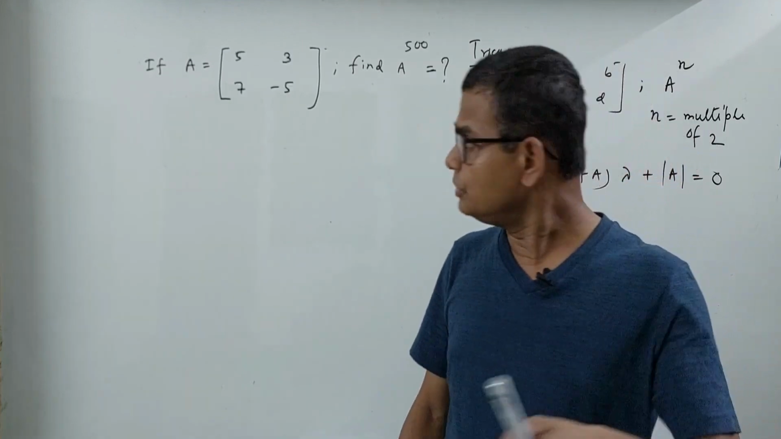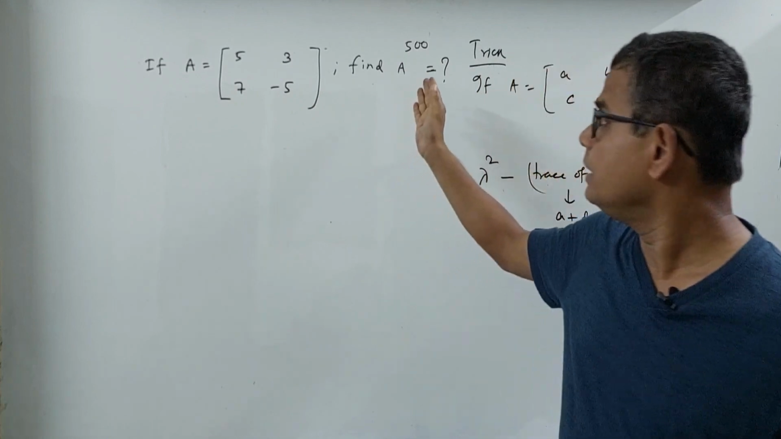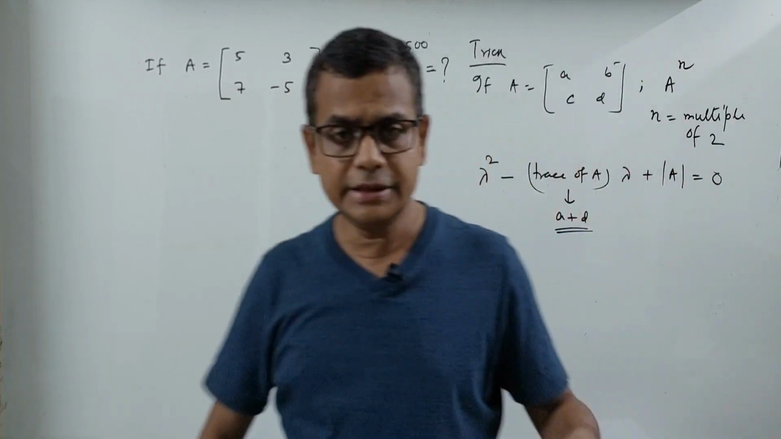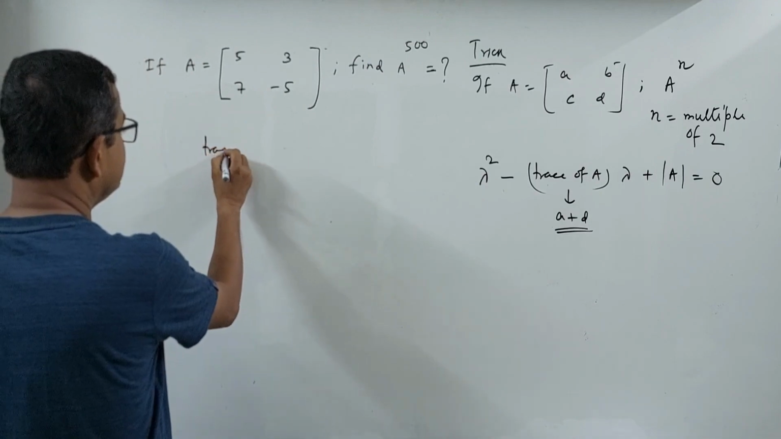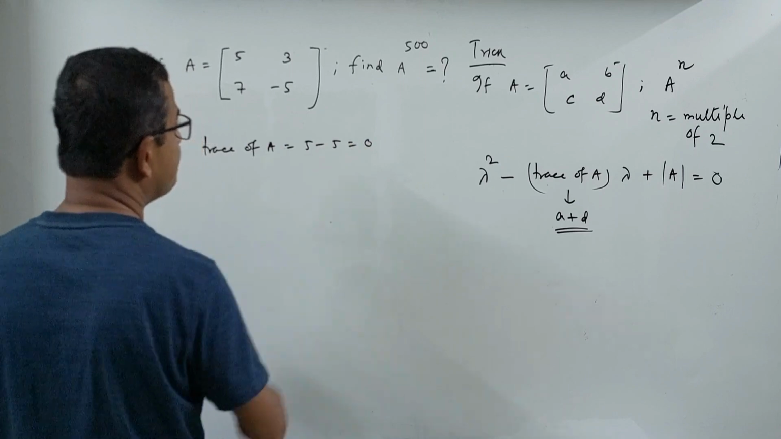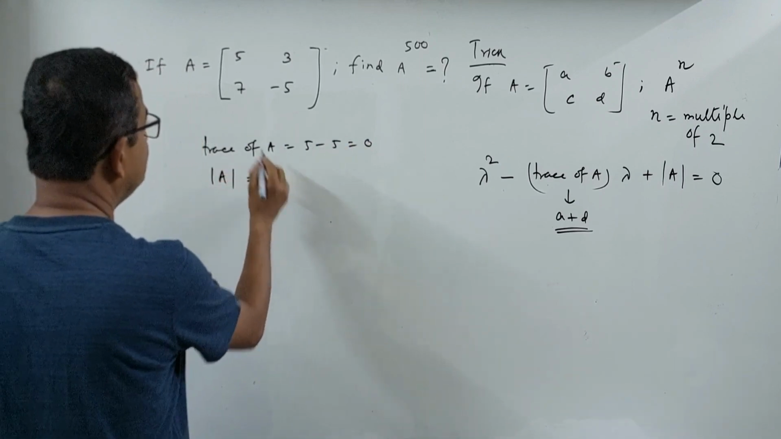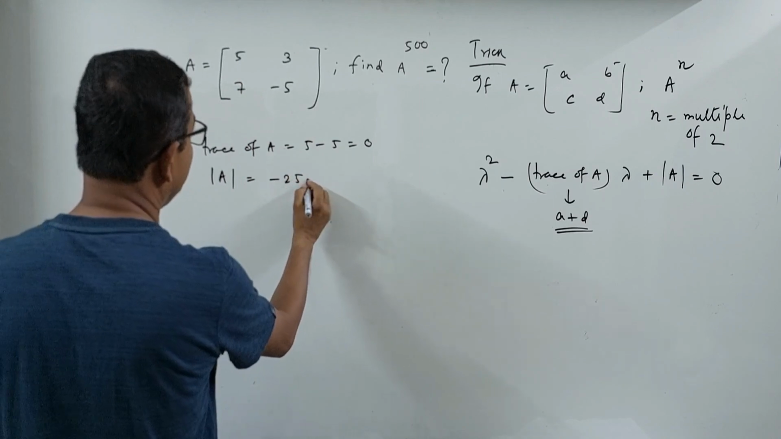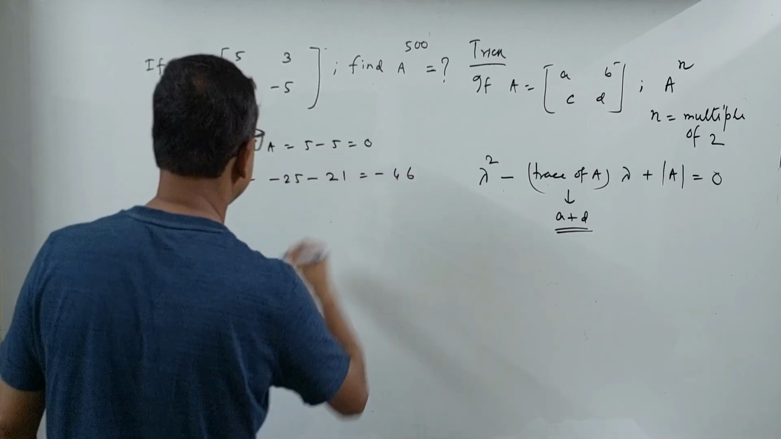Now one more sum, if A equal to [5, 3; 7, minus 5], find A to the power 500. Let us apply the same trick here. So trace of A equal to 5 minus 5, that is 0, and determinant A equal to 5 into minus 5, that is 25, minus 3 into 7, that is 21, so minus 46.